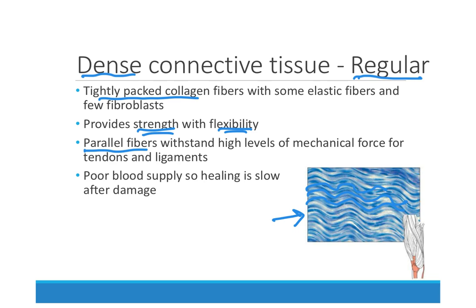So the parallel fibers are important for places where you have high levels of mechanical force being put on tissues. And this is where we see our tendons and ligaments. They are dense, regular connective tissue. These tissues have a poor blood supply, so healing is quite slow after damage. If you damage a tendon or you tear a ligament, it will take a long time for that part of your body to heal because there's not much blood flow, so there's not much nutrient delivery.